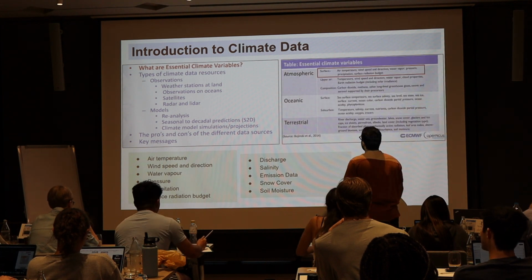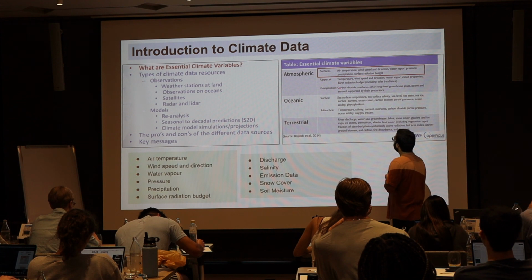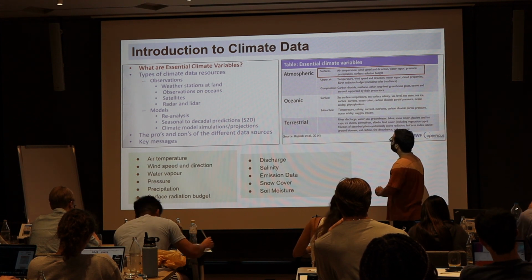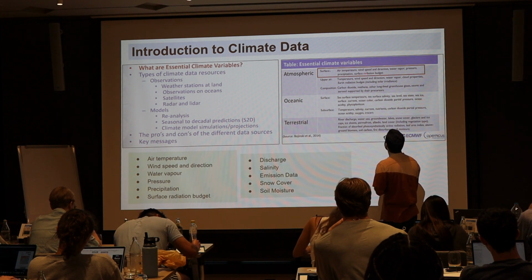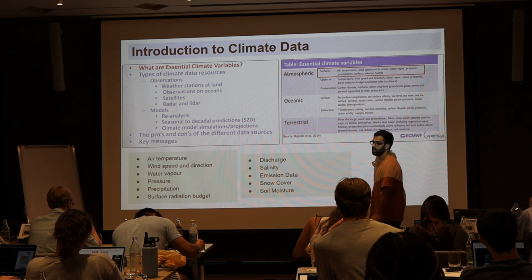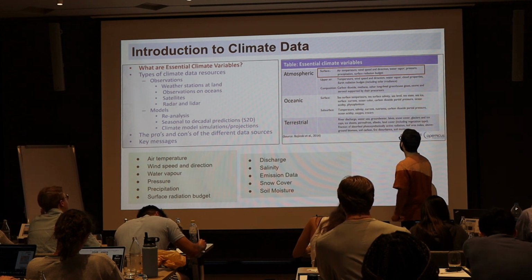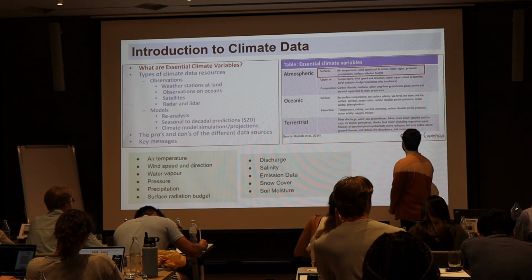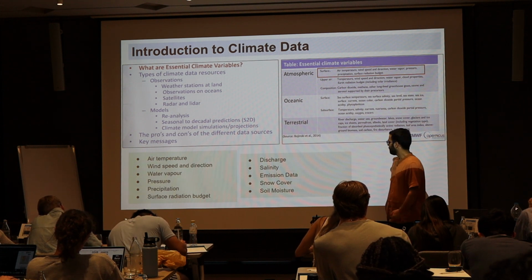Okay. So these are the climatic variables that we use for different purposes. If we had to do some kind of atmospheric analysis, these are some of the data sets we use: air temperature, wind speed, direction, water vapor, pressure, precipitation, surface radiation budget. If someone is interested in oceanography, then they use sea surface temperature, sea surface salinity, sea level, sea state, sea ice, and many other variables.